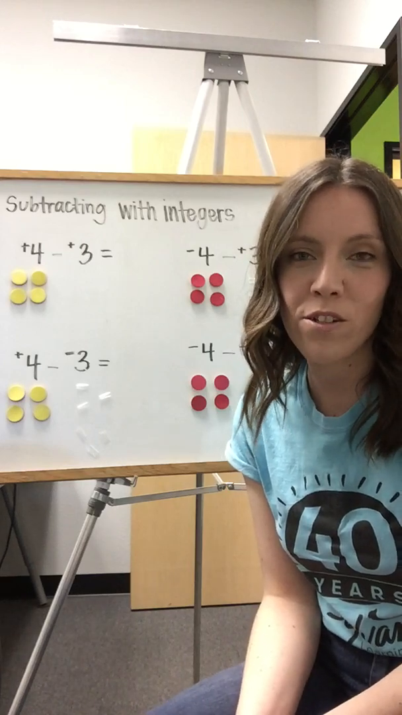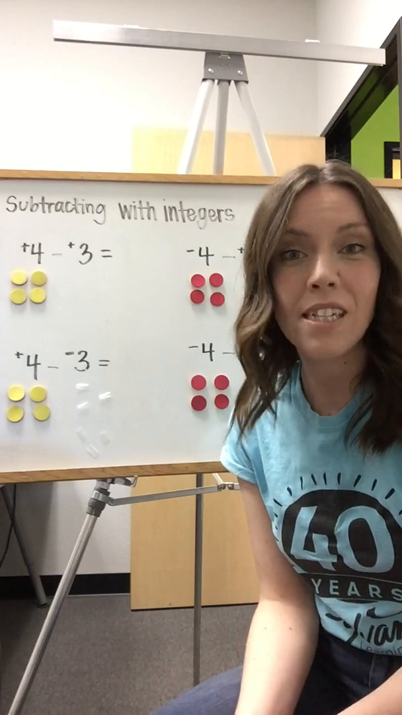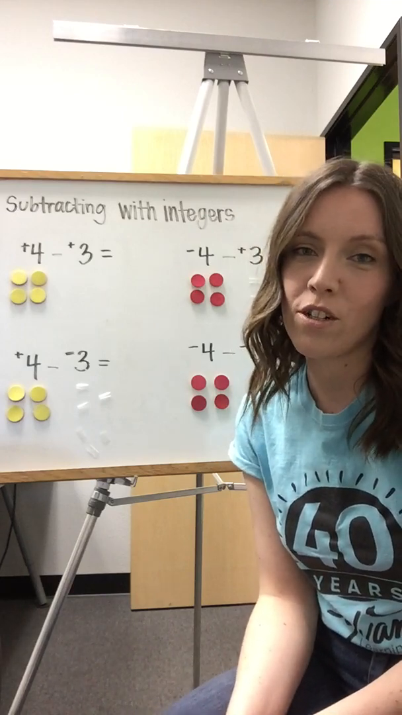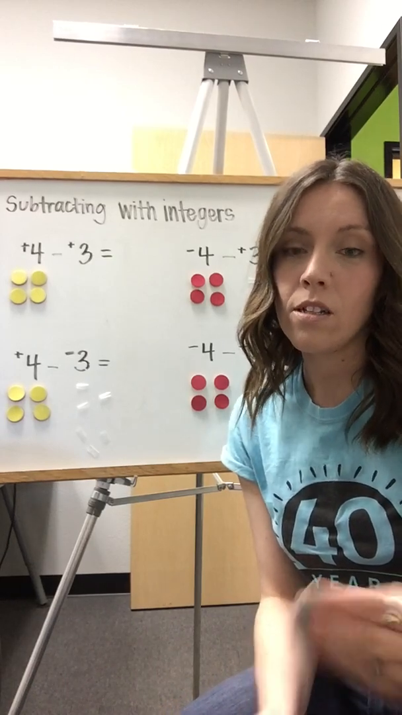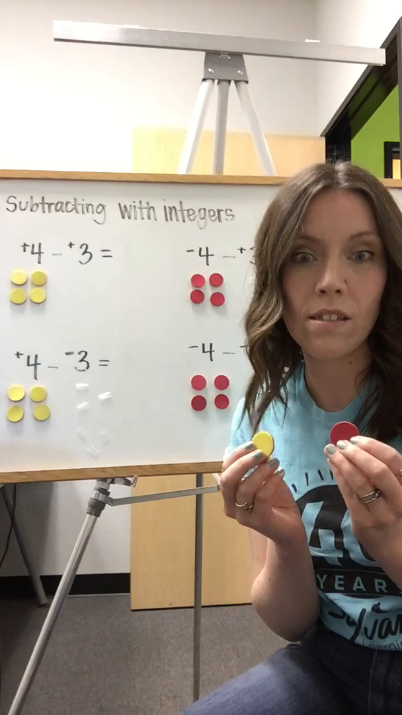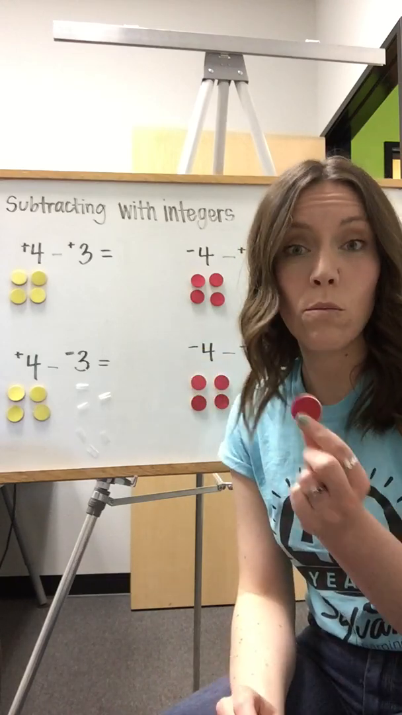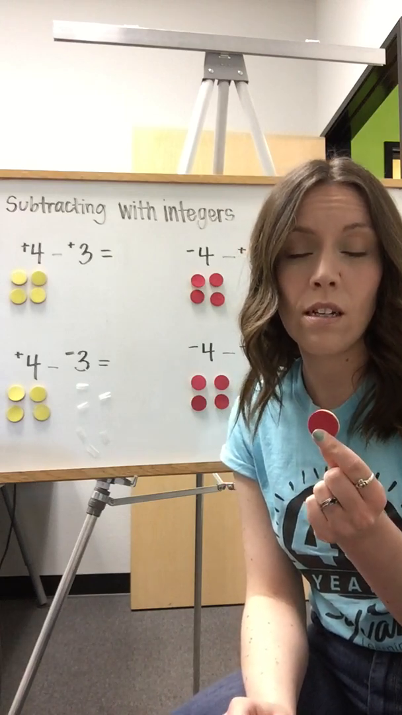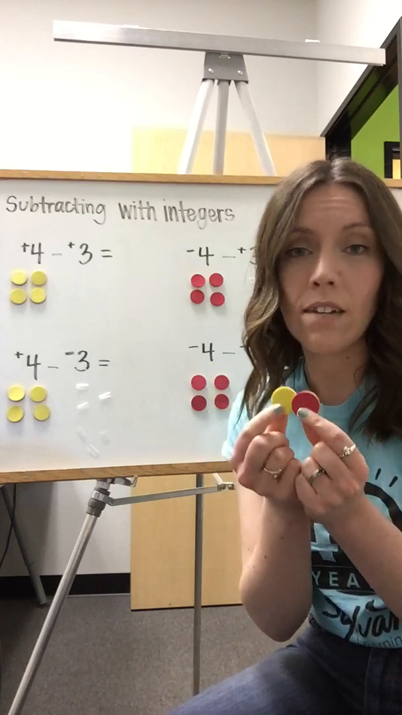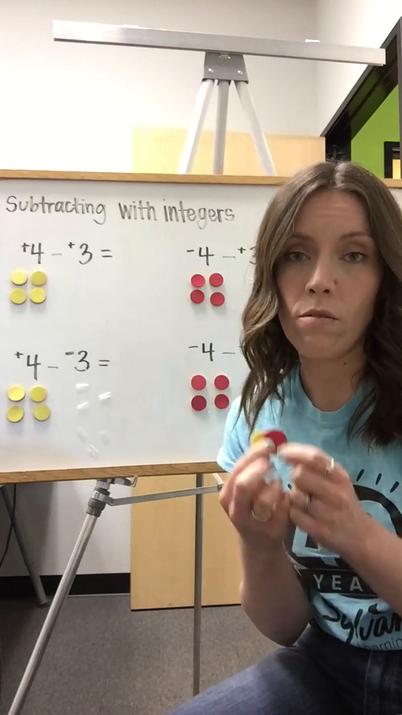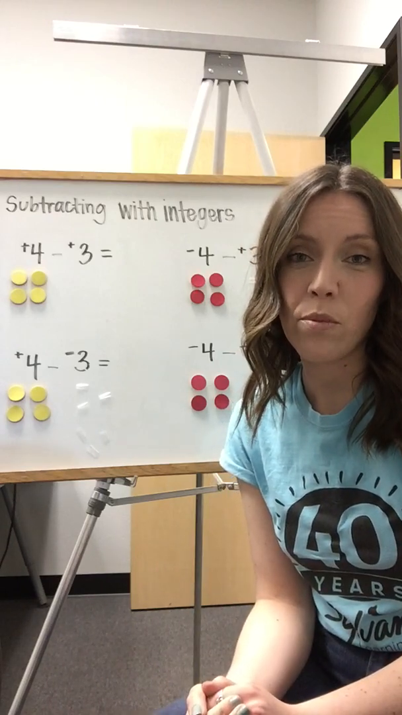So if you haven't already watched the video on adding with integers, I suggest you check that out first, because today we're focusing on subtracting with integers. And just to recap, integers are positive and negative numbers. So we'll be illustrating those with these circles. A yellow circle represents a positive 1, and a red circle represents a negative 1. And just like I mentioned in that last video, if you have a positive and a negative together, they cancel one another out, or they equal 0. So that'll be important as we work on a few of the examples today.